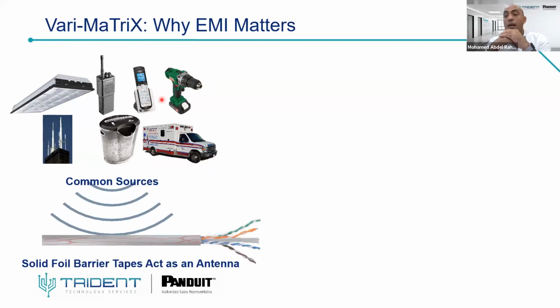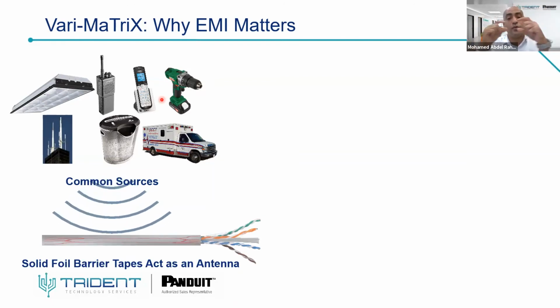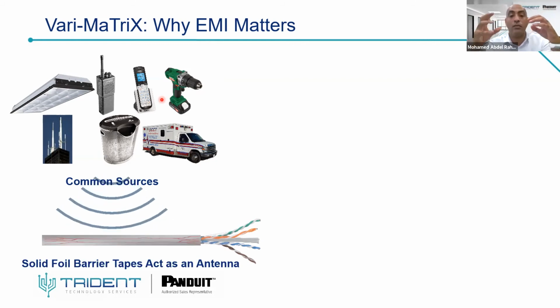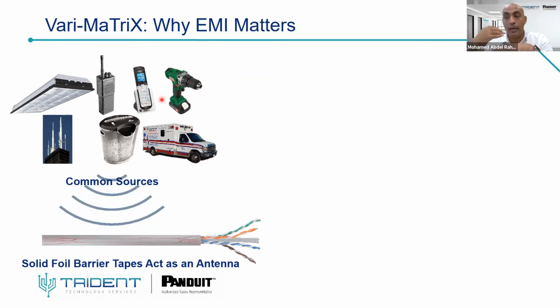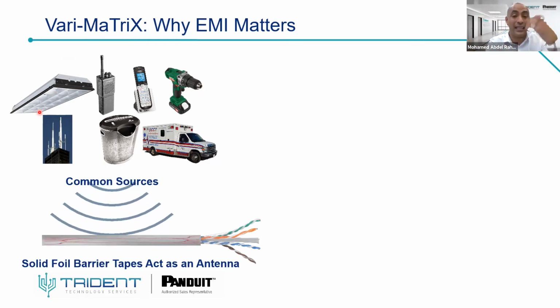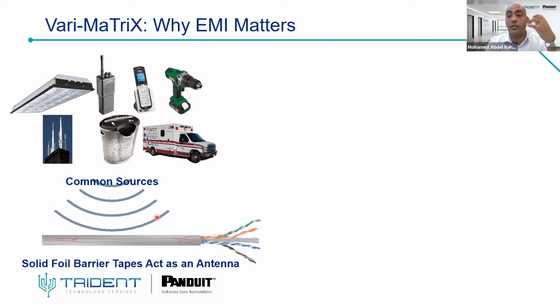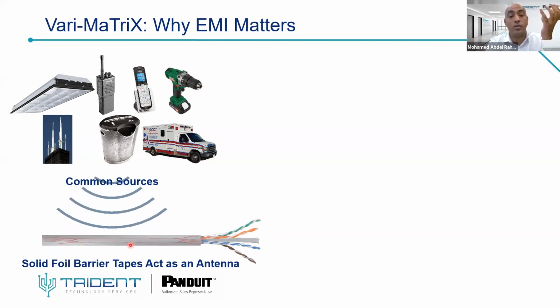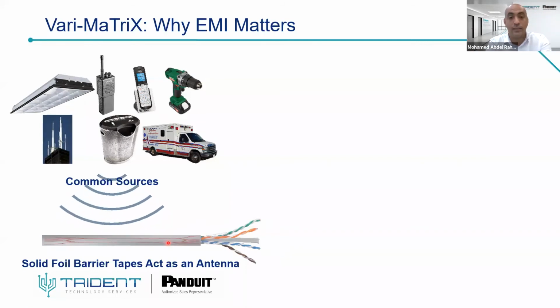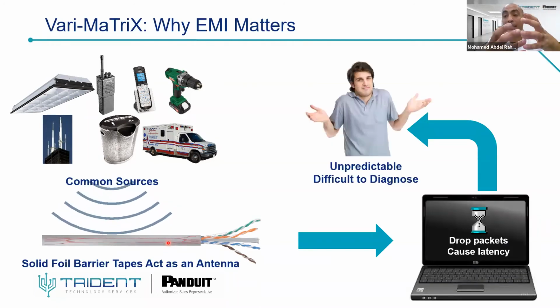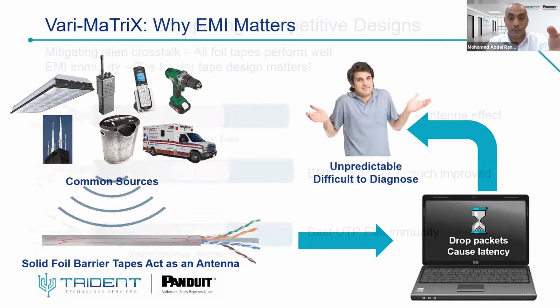At Bandwidth, we have noticed that if you are going with the solid foil cable and didn't do the grounding and bonding for this cable, this foil cable tape will attract the electromagnetic interference, as you can see here in the picture, and it will impact performance. Also, if you have a solid foil around the cable, it will act as an antenna, so it will drop your packets and lose your network link.